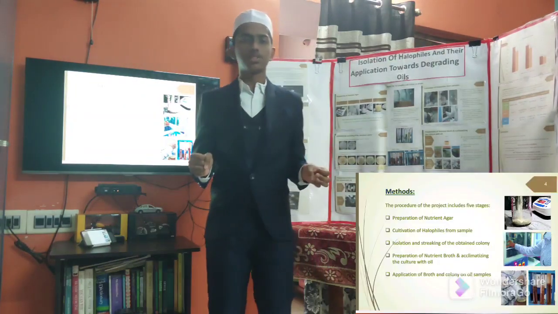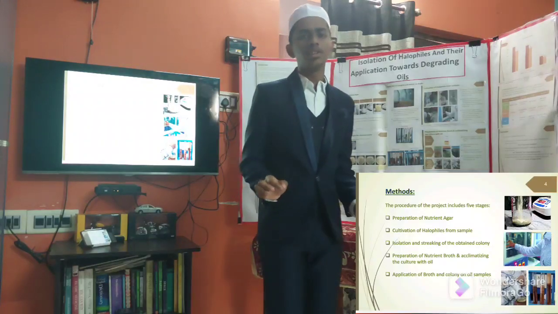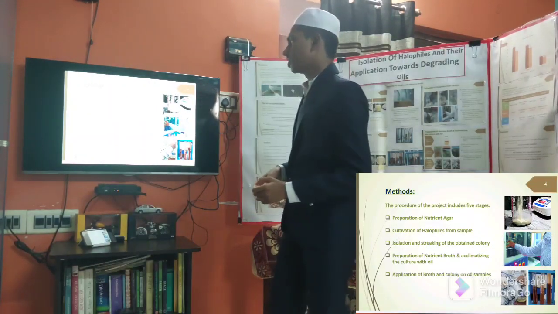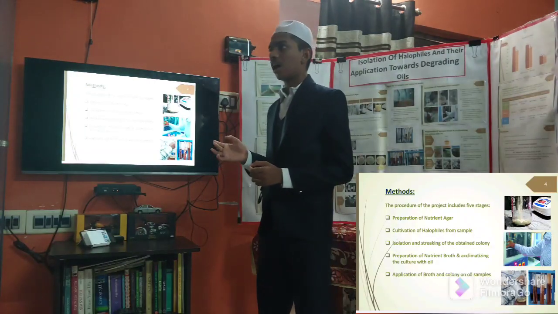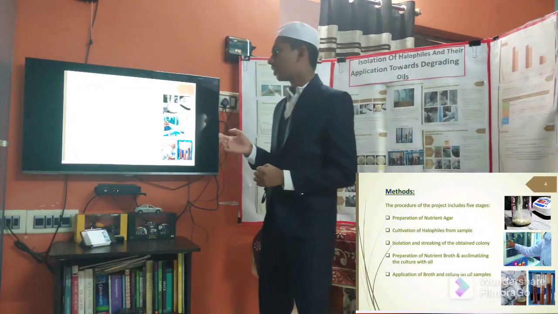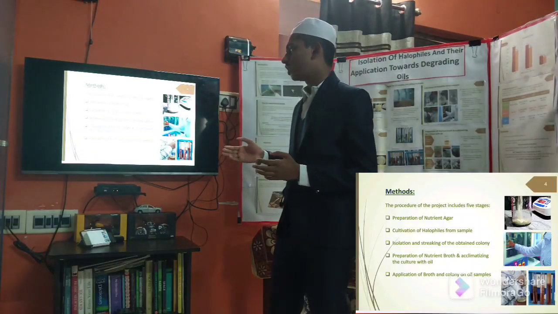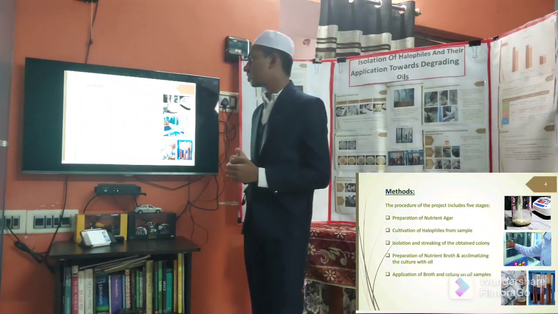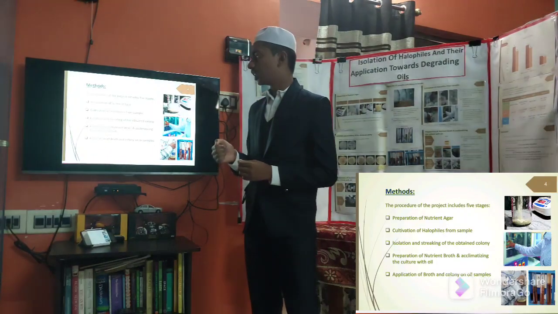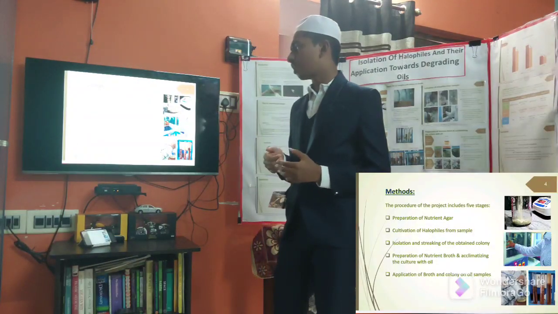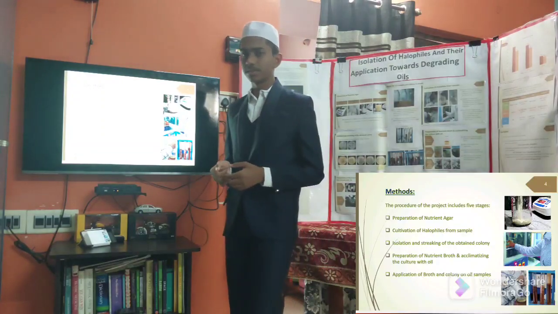The methods of this project. The methods of the project include 5 stages. The first one is preparation of nutrient agar. The second one is cultivation of halophiles from samples. The third one is isolation and streaking of the obtained colony. The fourth one is preparation of nutrient broth and acclimatizing the culture with oil. And the fifth stage is application of broth and colony on oil samples.